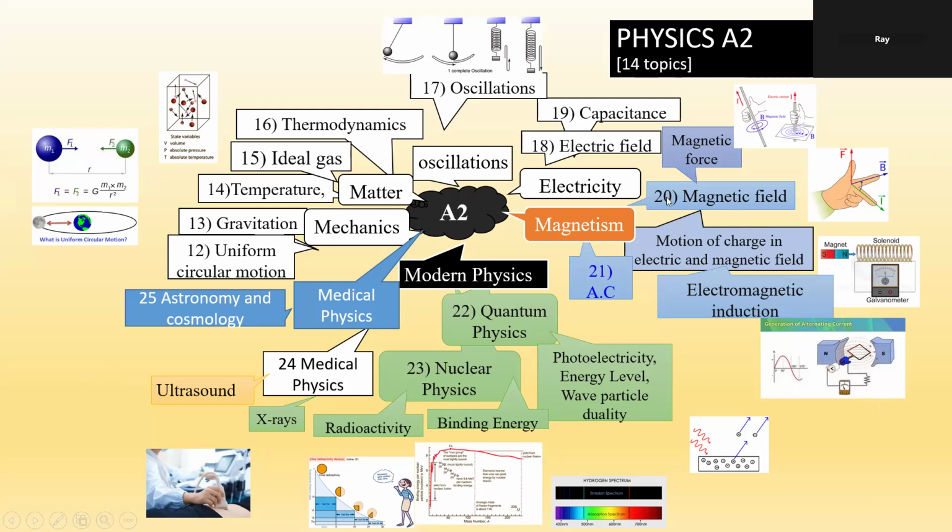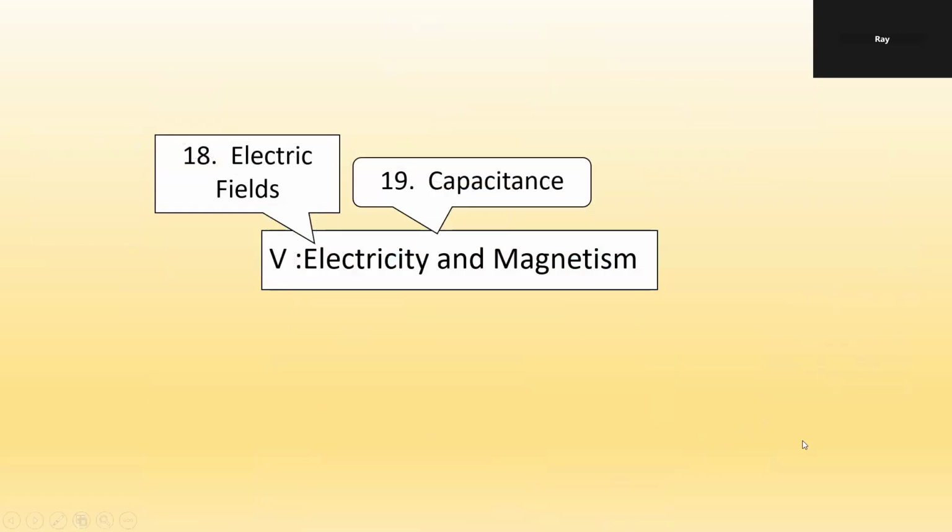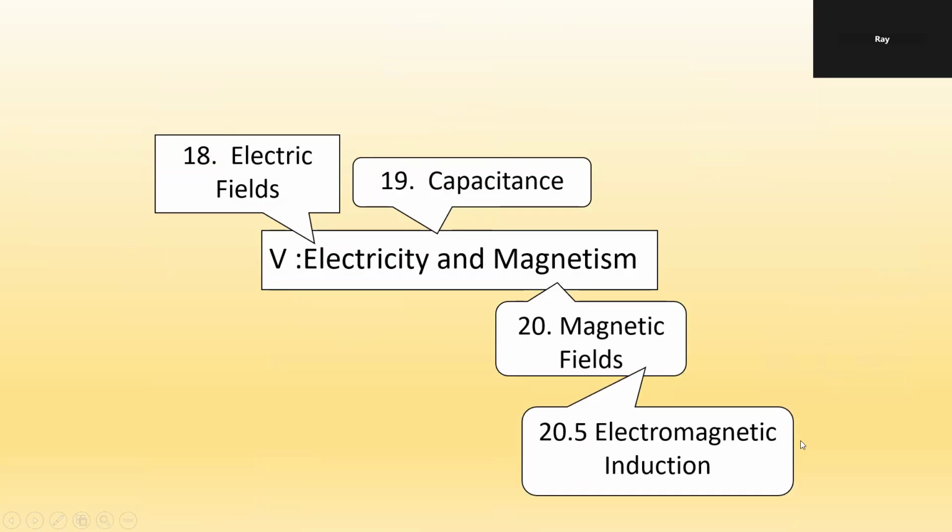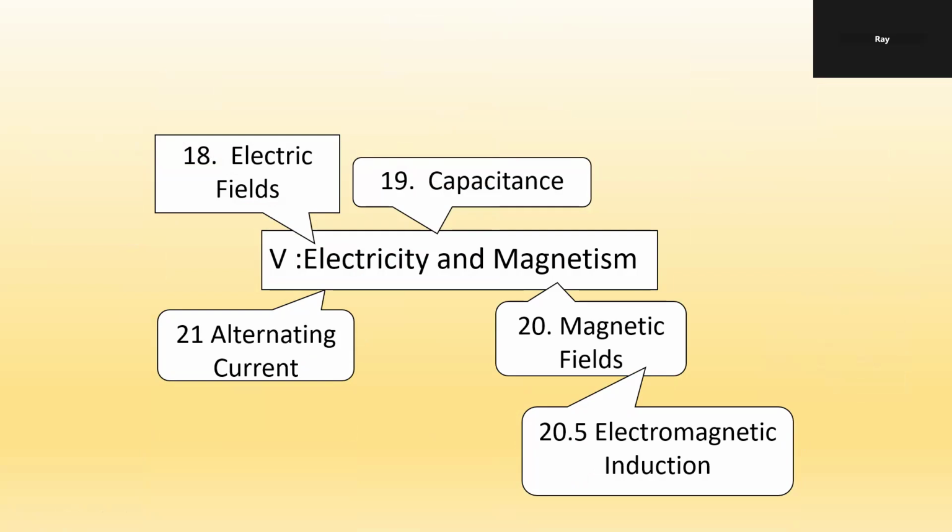Topic 20 tends to be a bit larger because it combines electromagnetic induction and charged particles in a magnetic field together. And after finishing that, we still have three more topics. So under electricity and magnetism, we have electric field, capacitance, alternating current, magnetic field.